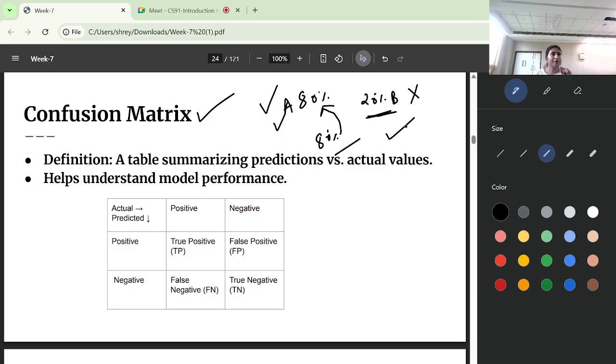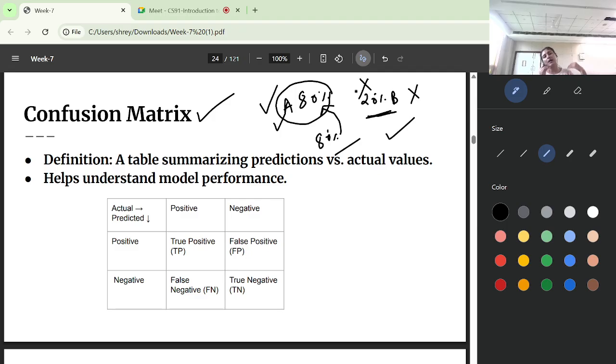But if I go into deeper analysis, I will find out that it is able to only predict class A. It is not going to predict class B. So it means that your model is not good for class B. And if it is not good for some class, then obviously your model is not good. So that's why we can say that accuracy alone is not a good parameter for performance.